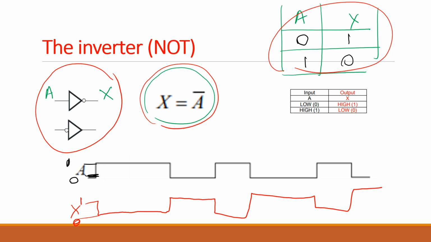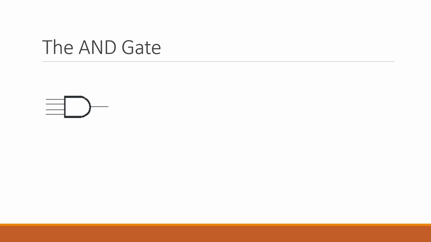Okay, well, let's move to the AND gate. The symbol of the AND gate is this. You can have many inputs for the AND gate. Let's take two inputs, A and B, and our output is X. AND means A and B both need to be 1 for the output X to be 1.